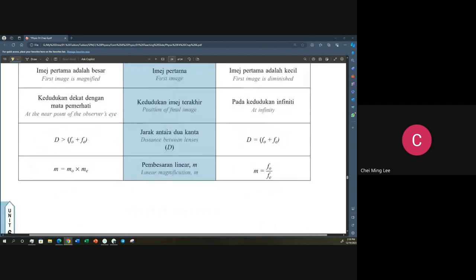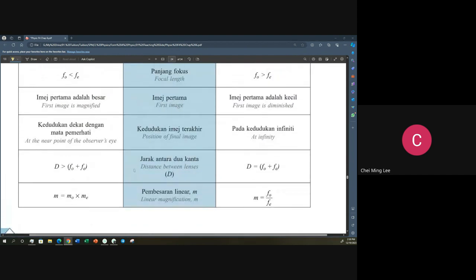Okay, then you continue with this. The most important thing here is these several things you must always remember, because when they ask, sometimes there will be some questions that focus on this calculation.